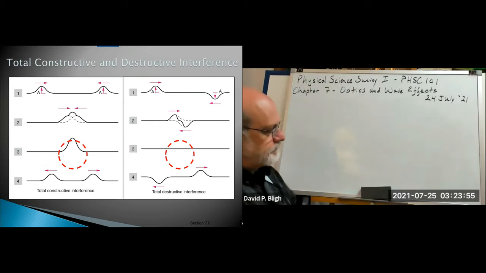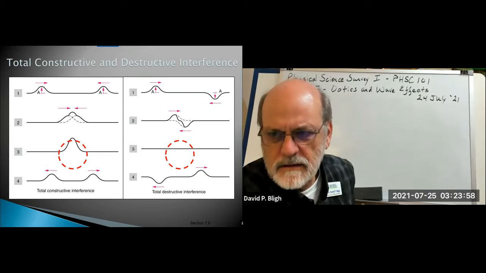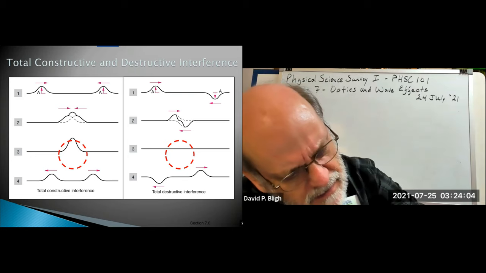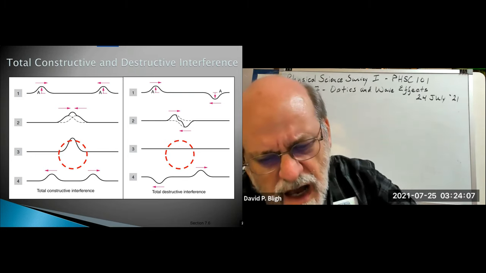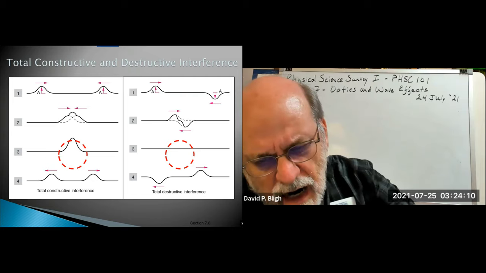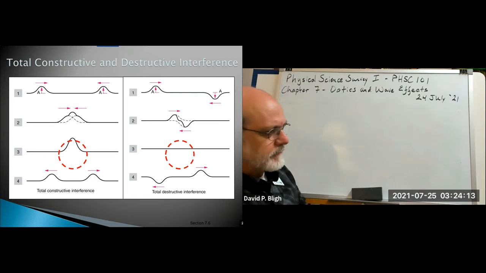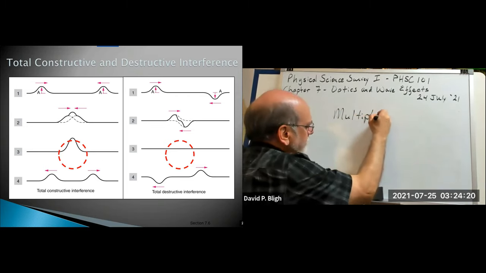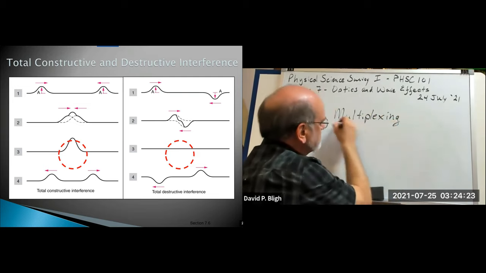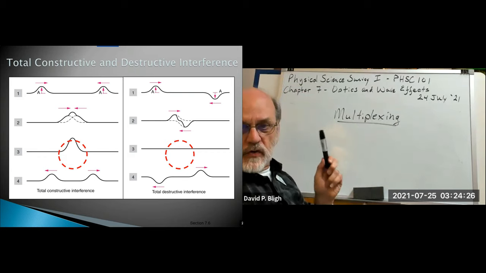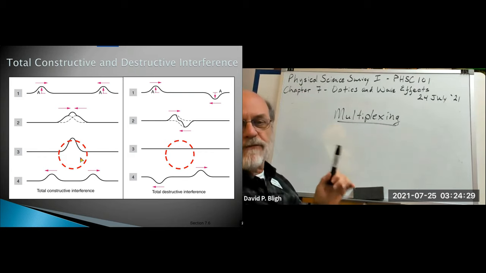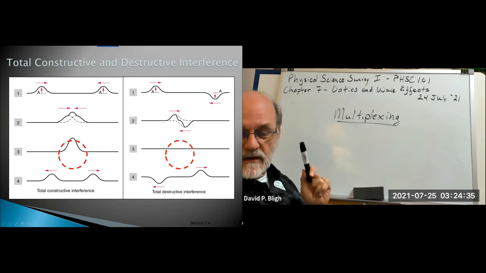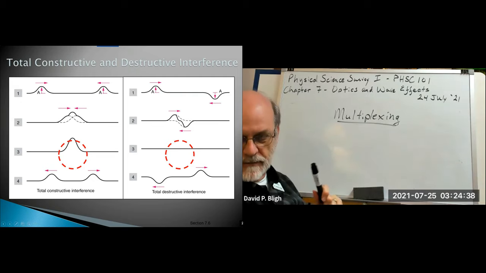Now, I'm going to introduce a short topic here. It's called multiplexing. And one form of multiplexing is how AM and FM radio signals are able to carry information to you.